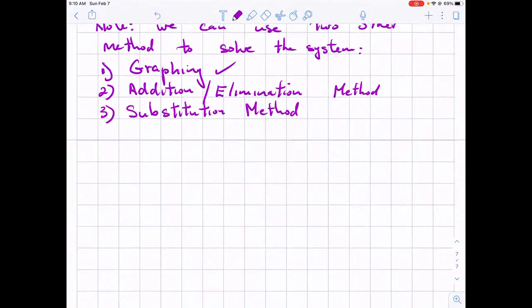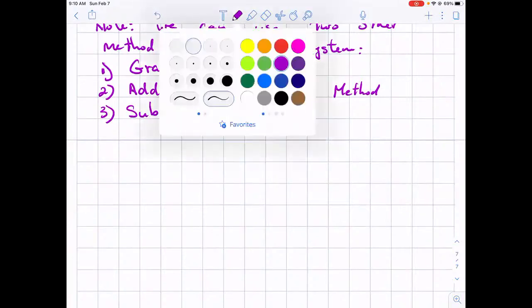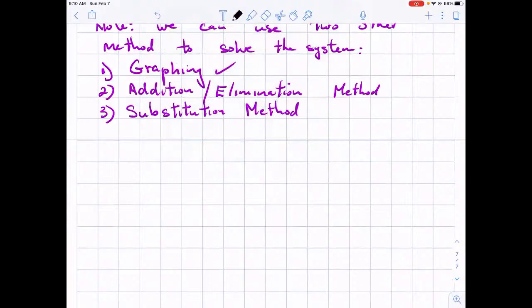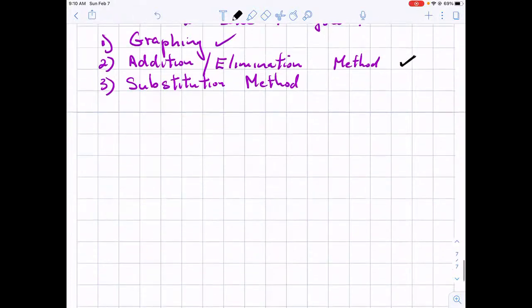It is said that graphing is the most error-prone method. That all depends on one's neatness. It's also said that the addition method is the fastest and easiest method. That also depends on the individual. To me, addition and substitution seem to be more precise. Okay, so let's look at the addition method.